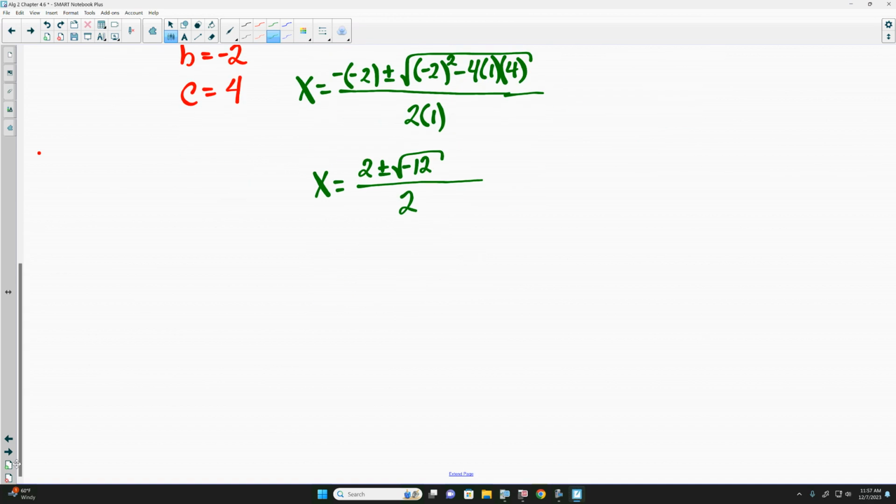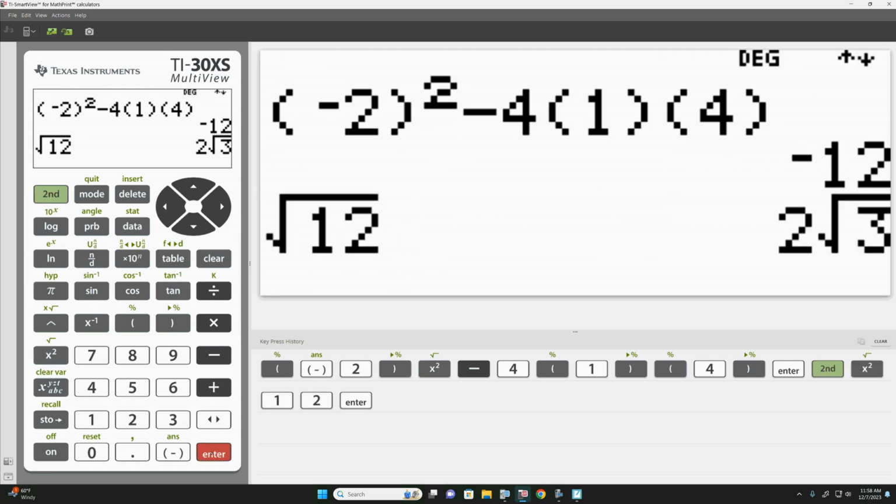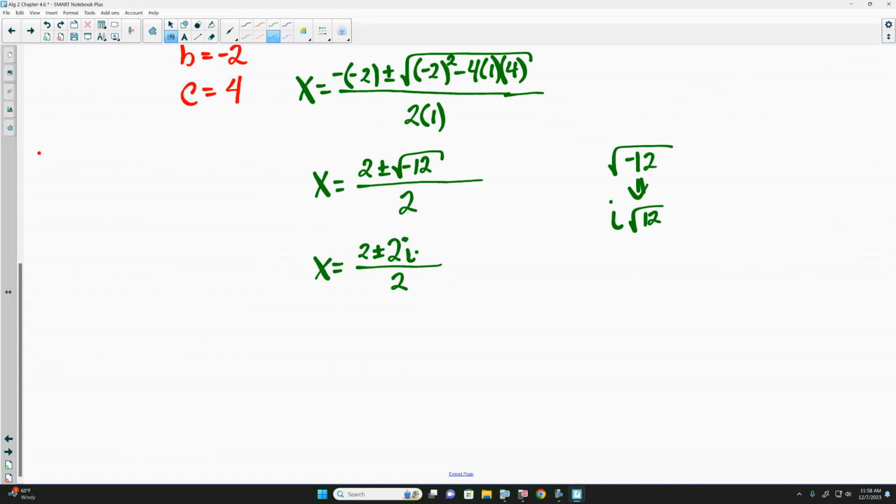Unfortunately, we can't plug the square root of negative 12 into the 30xs as it is. But what we can do is think of the square root of negative 12. Well, the negative is going to come out as i, leaving us with the square root of 12. Now we can plug the square root of 12 in, and the square root of 12 is 2 square root of 3. So the square root of negative 12 is 2i square root of 3.